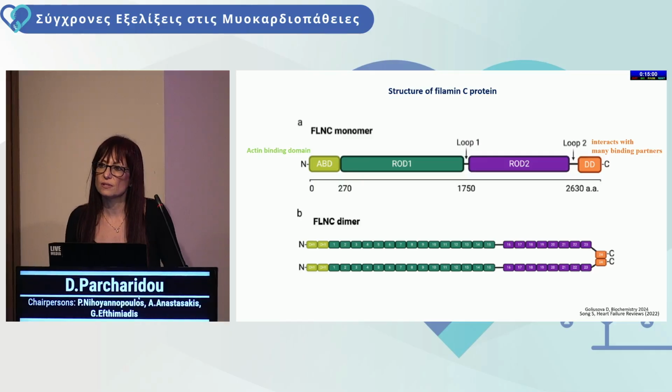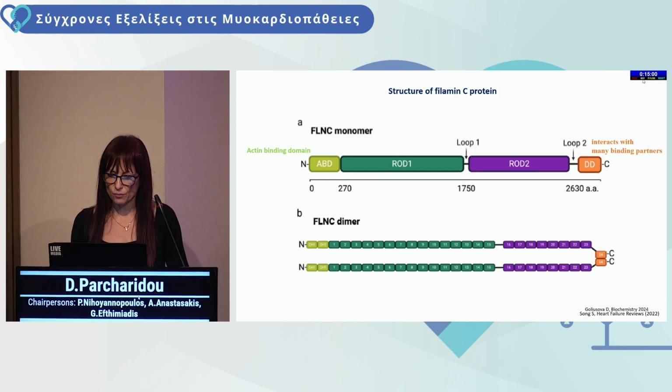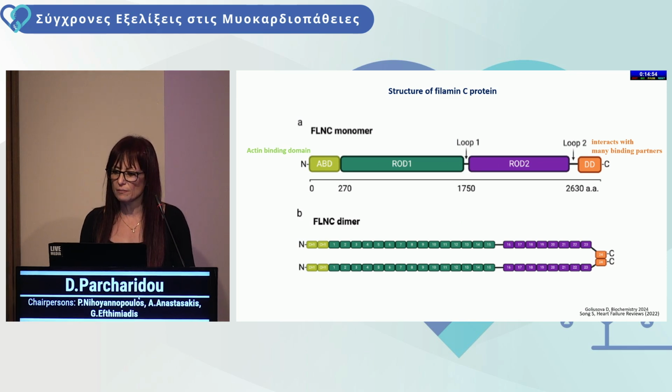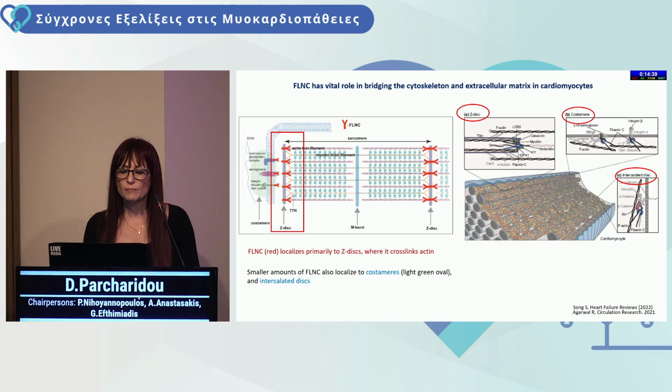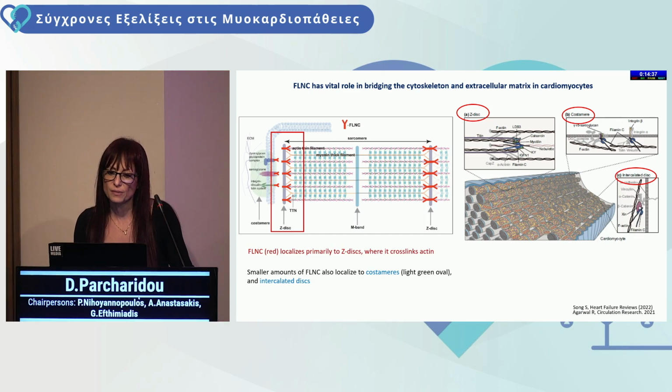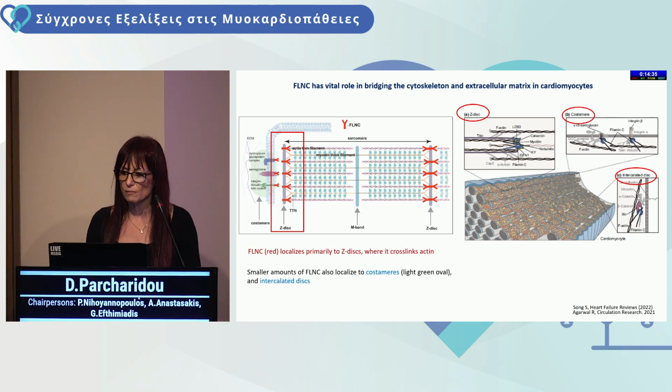Good morning from me as well. I will start my presentation with the structure of Filamin C protein. This protein has an N-terminal end, which is an actin-binding domain, and a C-terminal end, which interacts with many binding partners. The protein also has ROD1 and ROD2 subdomains and two hinge regions. The hinge region helps the protein to bend and form a dimer. Filamin C has a vital role in bridging the cytoskeleton and extracellular matrix in cardiomyocytes.